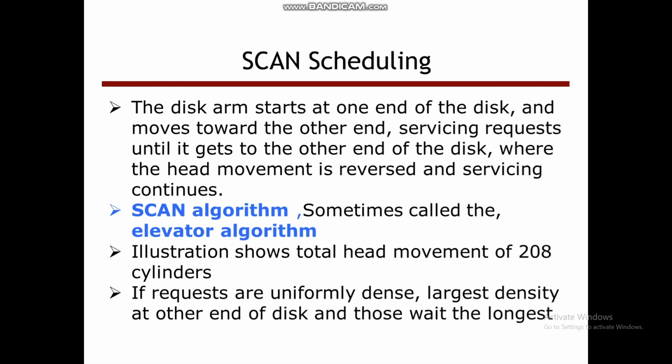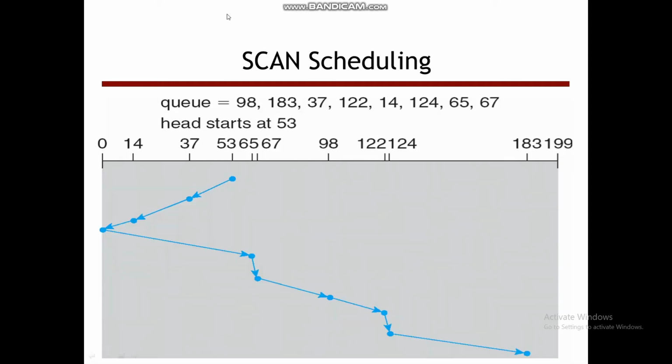This is also known as the elevator algorithm. How does it process? The arm starts at one end of the disk and moves towards the other end, and it services all the requests until it reaches the other end. We will see how it works with our previous example, where the disk has 200 cylinders numbered from 0 to 199, and the head starts at 53.